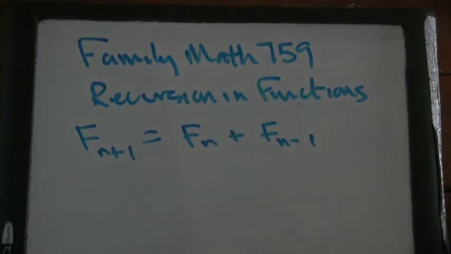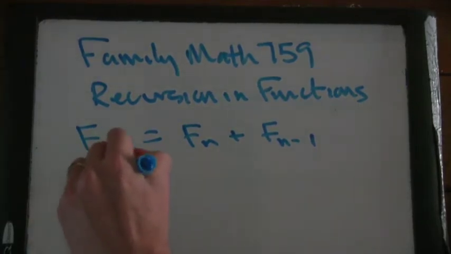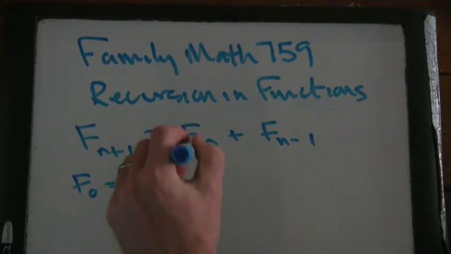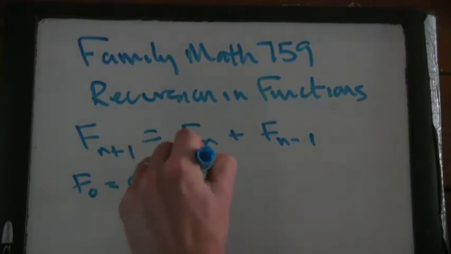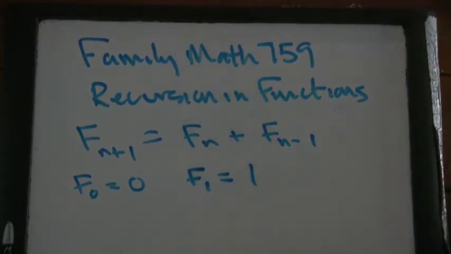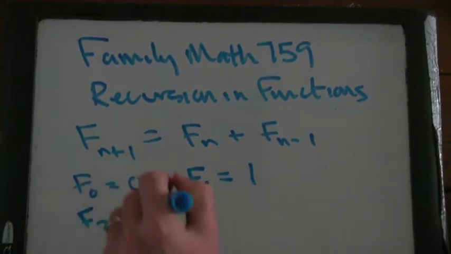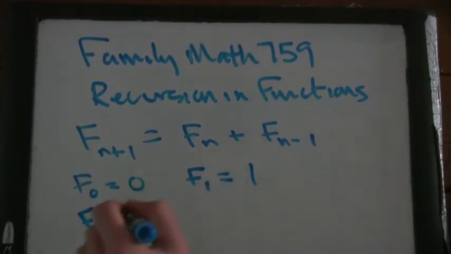And I have to start somewhere. There's a beginning. So I have to define the beginning ones, and I'll call f0 equals 0. F1 equals 1. Then let's just see what we get. What's F2 going to be? 1 also. Okay, how did you figure that out? 0 plus 1 is 1. Okay.